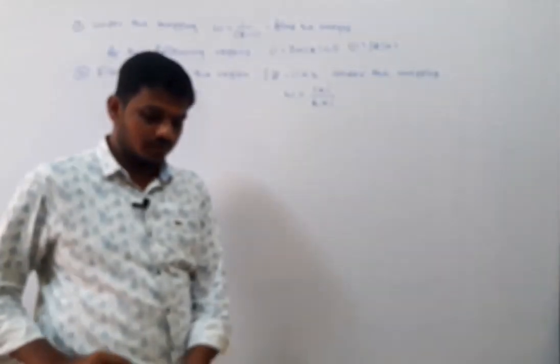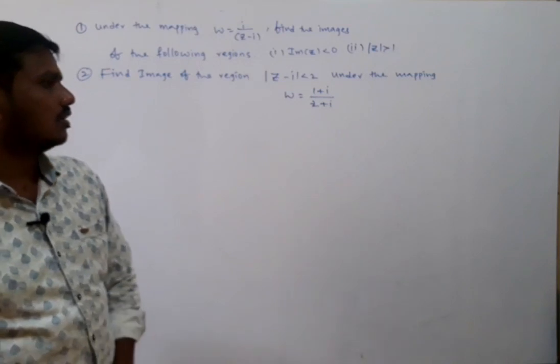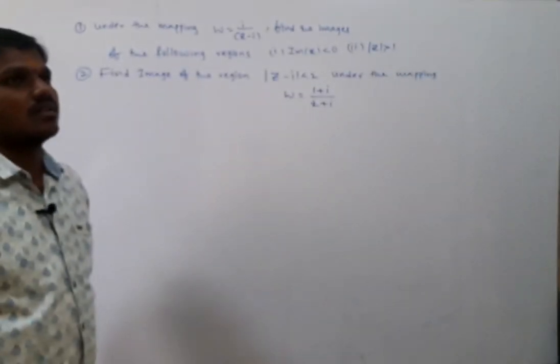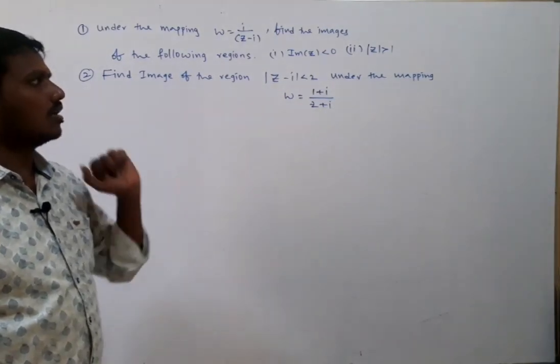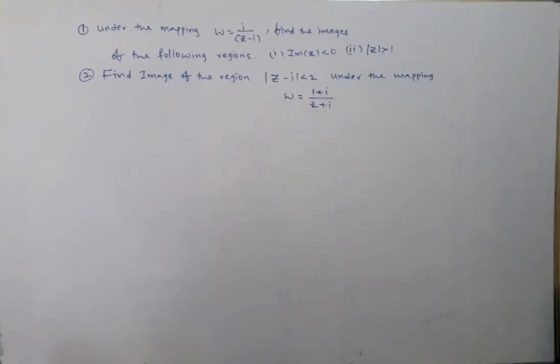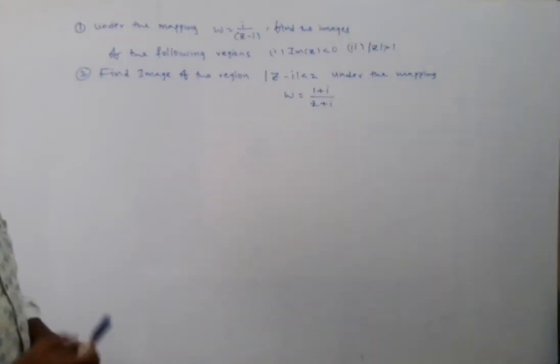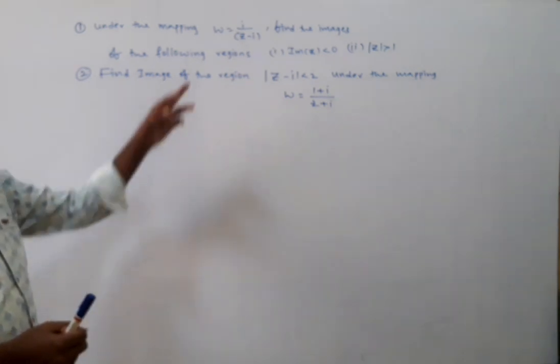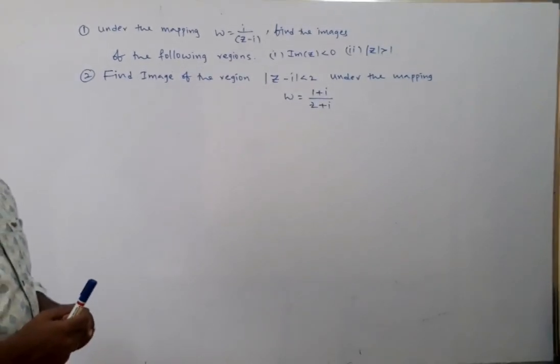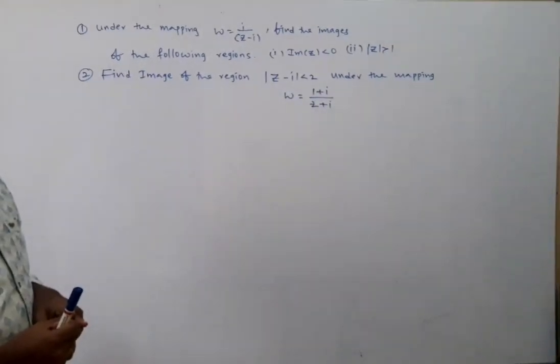Hi everyone. In the last class, we solved the problems on finding the transformation of the given region according to the given transformation. Now coming to this problem, under the mapping W is equal to i divided by Z minus i, we need to find the images of the following regions. First one, imaginary part of Z is less than 0, and second one, mod Z is greater than 1.